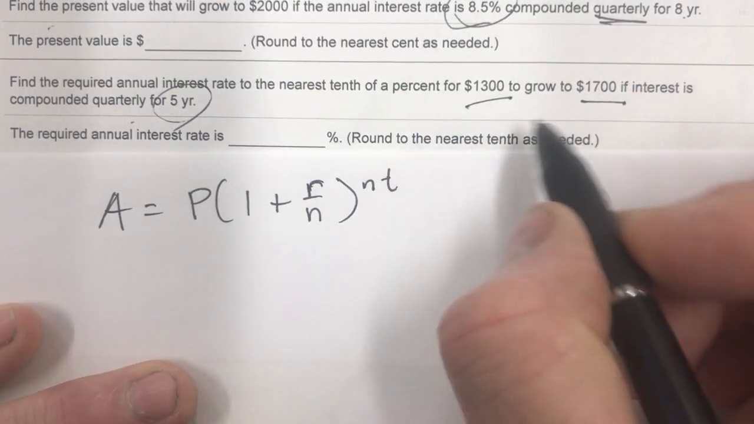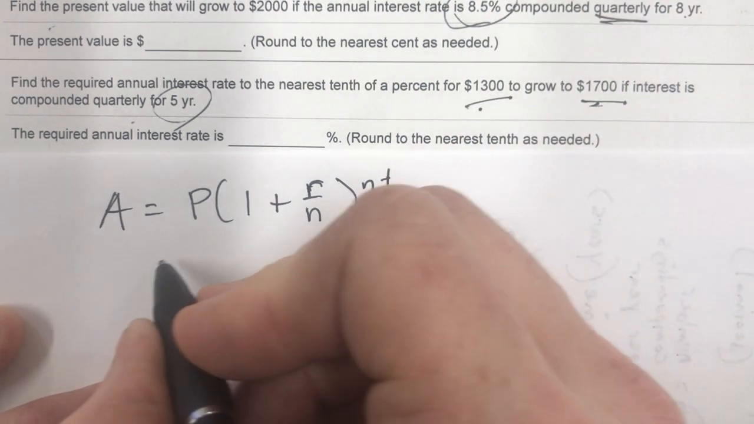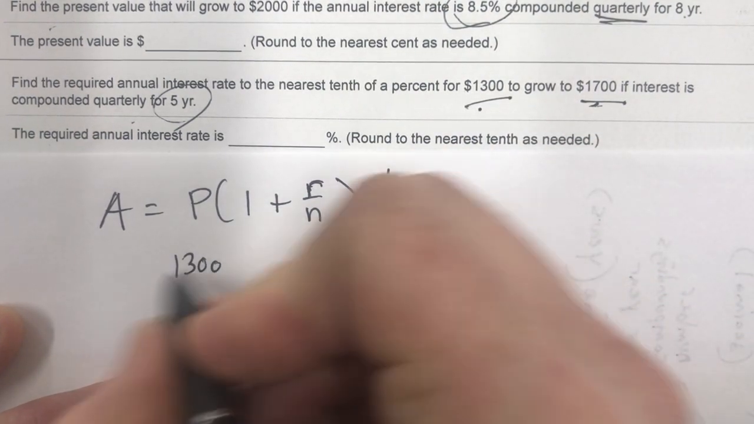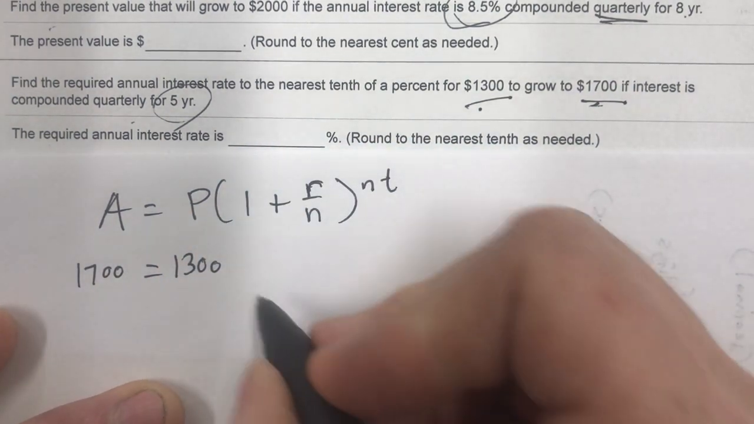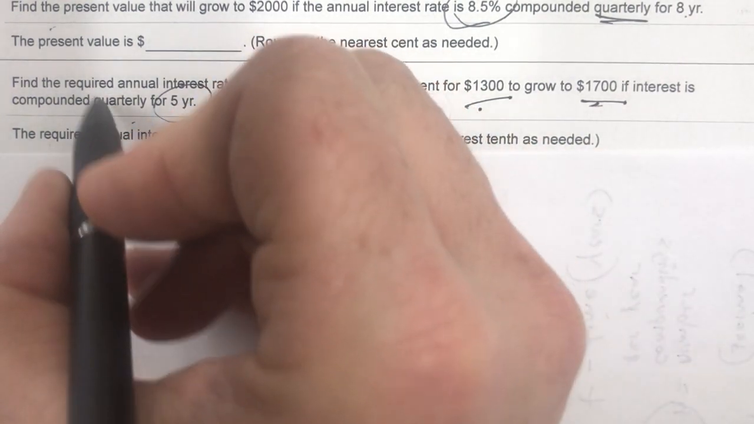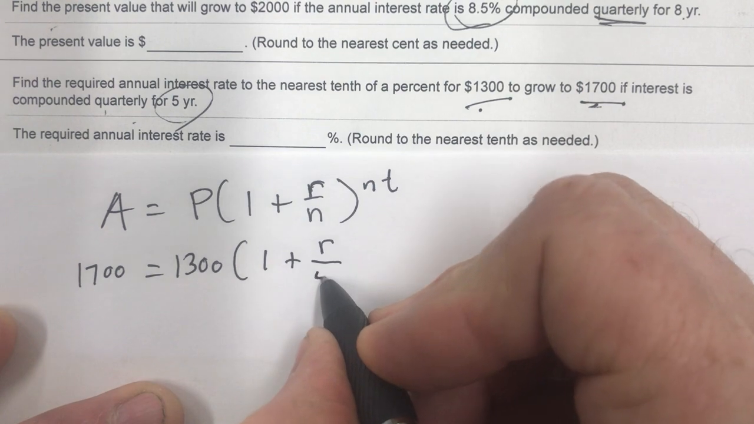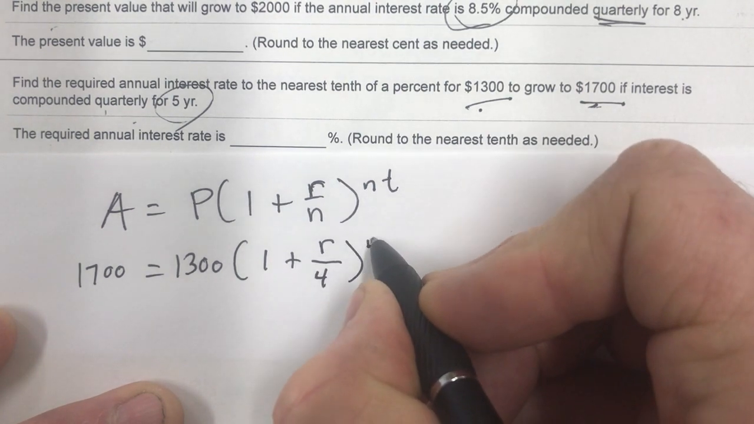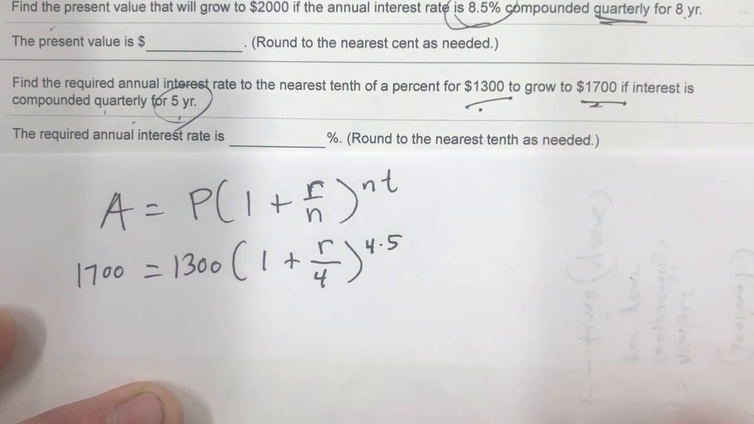It tells us the present value and the future value. So the present value is 1,300. It's going to grow to 1,700. This is my accumulated value. The rate here, that's what we want to find. We don't know the rate. But it's compounded quarterly, which means n is 4. And this is in there 5 years, so this is 5.